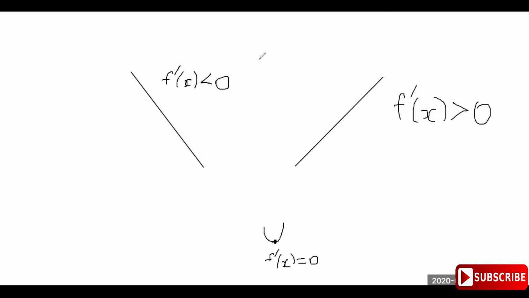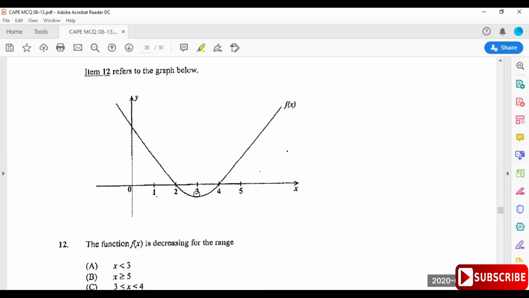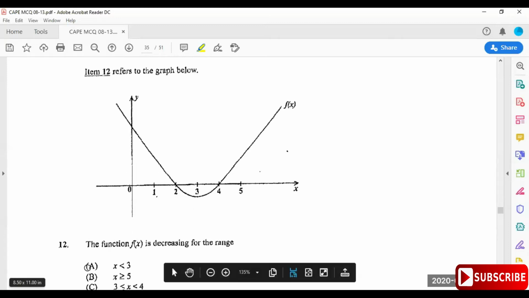So looking at this question right here, from the point 3 upwards, the function is increasing, therefore it has a positive gradient. Right here, from this point coming straight down to here, the function is decreasing, all right? And so at this side, the function is decreasing. The function is decreasing when x is less than 3. All right, so that's the A.